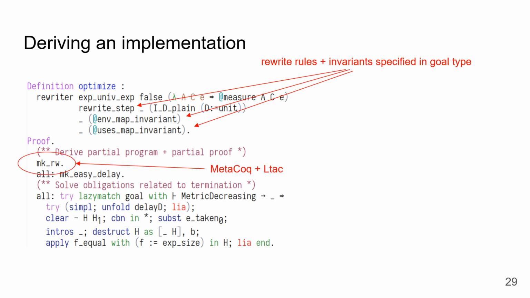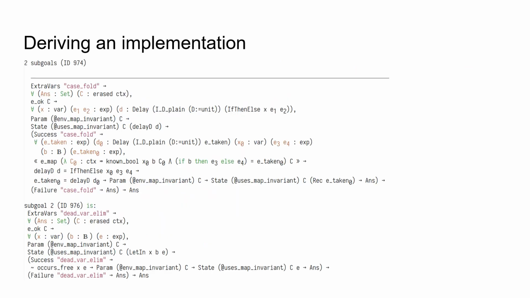The user invokes our tool by using the tactic makeRW. This tactic parses the specifications given in the types and generates large parts of a functional program and its correctness proof. The tactic leaves behind a number of proof obligations, each corresponding to a hole that must be filled in by hand. In this case, there are 8 proof obligations, 6 of which correspond to proving things about termination and to delayed computations, which we don't use. So, these obligations can be easily solved by a couple lines of Coq tactics shown here. After running these tactics, what remain are the following 2 proof obligations.